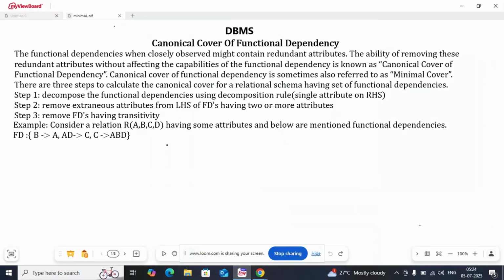Today we will discuss a very important topic, canonical cover of functional dependency. It is important for your UGC NET, GATE, and even for your university exam also.